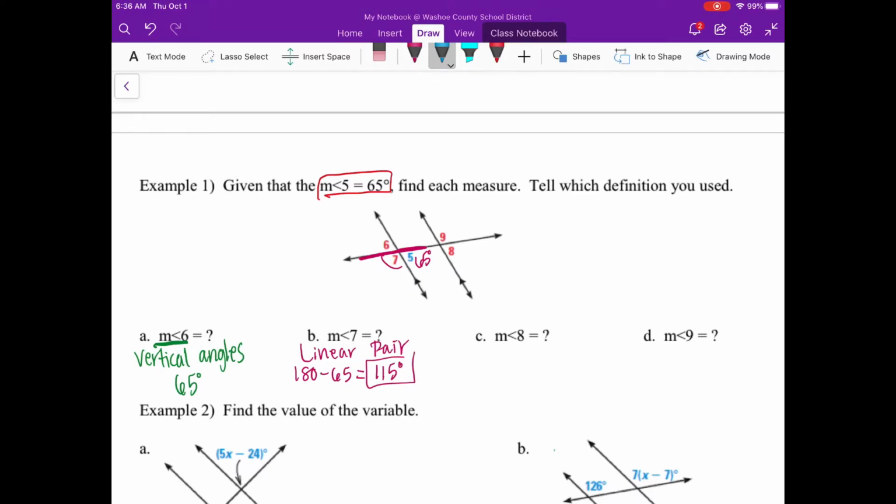For angle 8, if we want to find angle 8, and again, we are using just the information we were given, that angle 5 is here and angle 8 is here. For this one, we're going to use one of our new terms. So when I'm looking at angle 5 and angle 8, I see that they are both to the right of this parallel line and below my transversal. Angle 8 is also to the right of this parallel line and below the transversal. So they're in the same position, and those are called corresponding angles. And corresponding angles are congruent to each other, so this is also going to be 65 degrees.